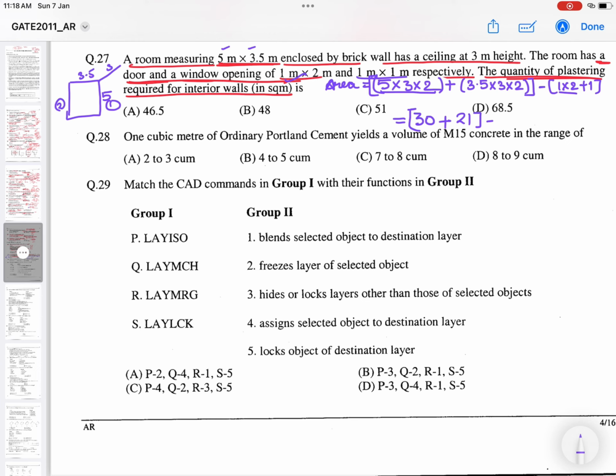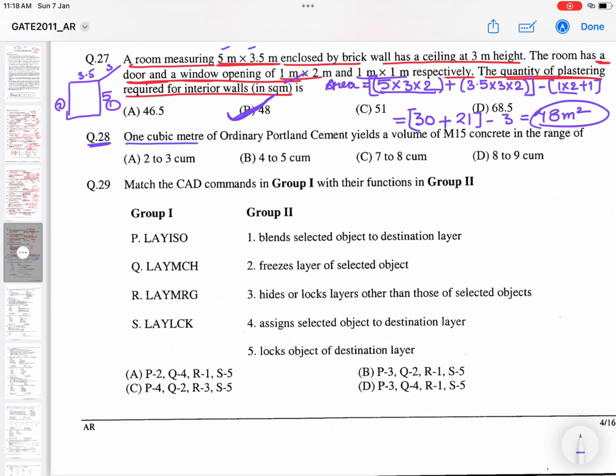2 plus 3. Okay, so this will give us 30 plus 21, which will be 51. 51 minus 3 gave us 48 meter square as the answer. So B is the correct answer. I hope you have got it. Okay, I don't need to explain this. This is very simple.